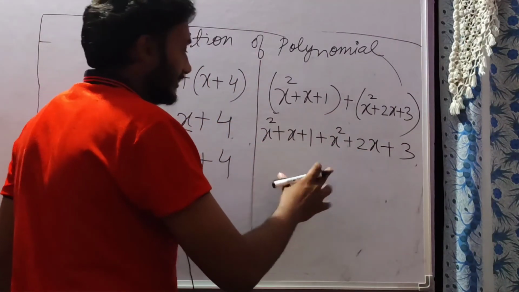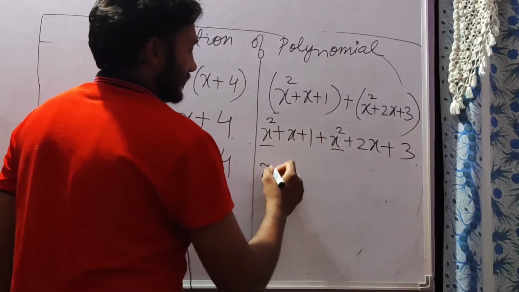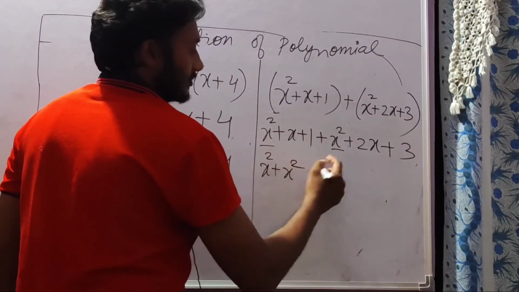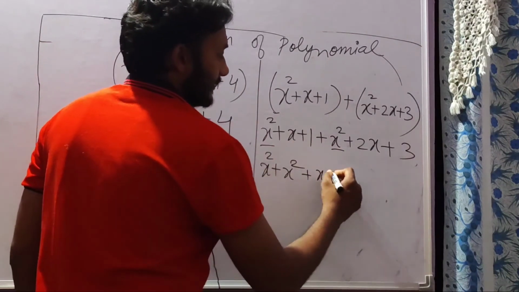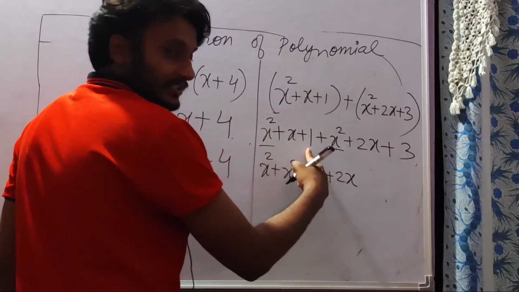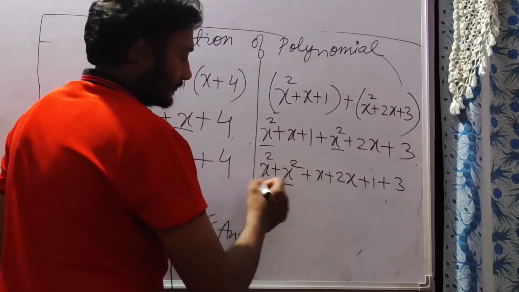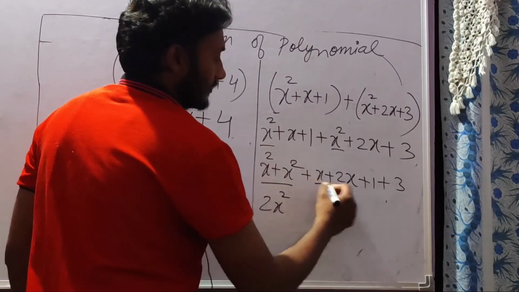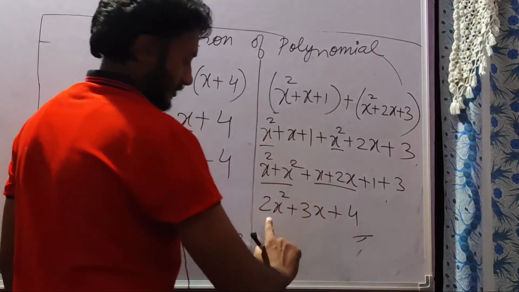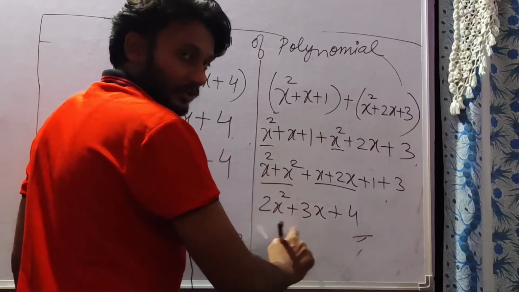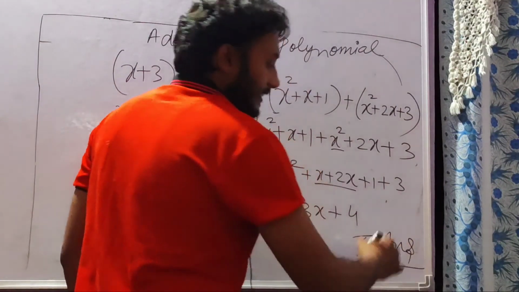We have completed our first step. Second step, arrange the like terms. x square plus x square, जो साइन है उसी साइन के साथ उसको अरेंज करना है. x and 2x are like terms, plus x plus 2x. क्या बच गया? 1 और 3, plus 1 plus 3. x square plus x square is 2x square, x plus 2x is 3x, 1 plus 3 is 4. All the terms are different, they are not like terms, so ये आगे और ऐड नहीं होगा. So this is our final answer.